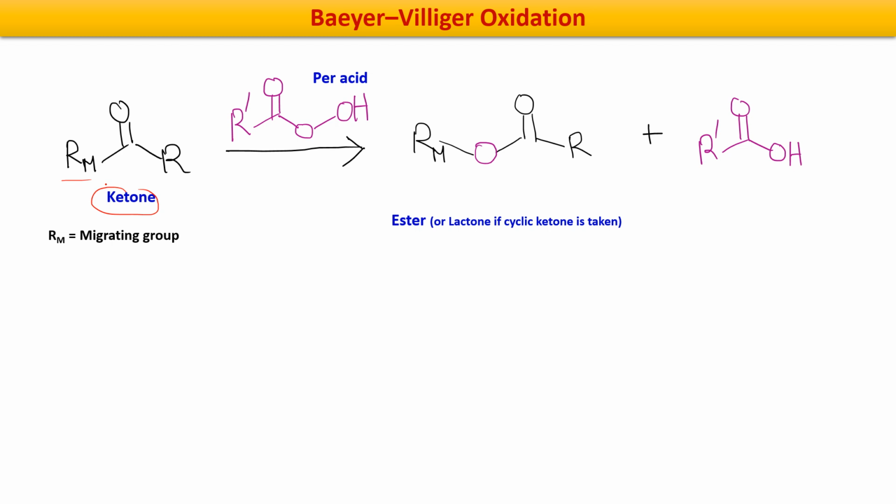Now what does this M signify? It signifies the migrating group. Once you see the mechanism, it will be clear what the migrating group is. And on the other side we have an R group. So on both sides there will be some group. It is a ketone compound.